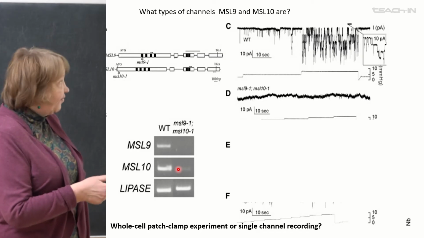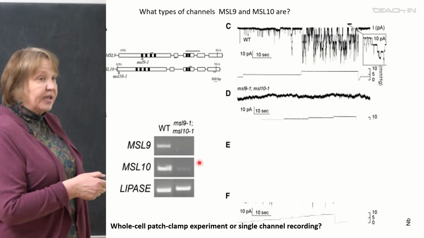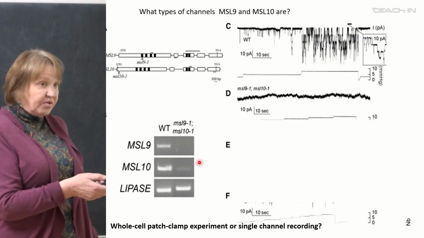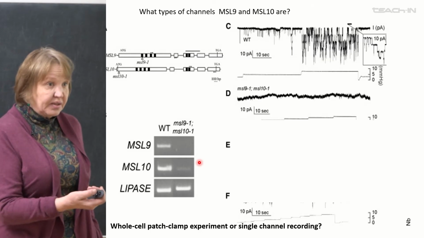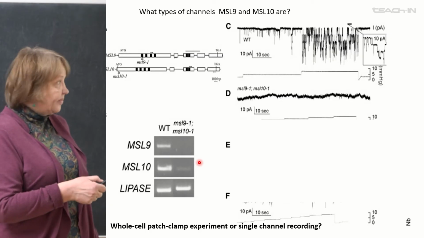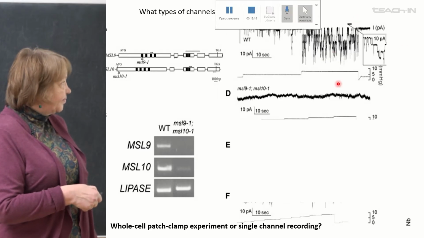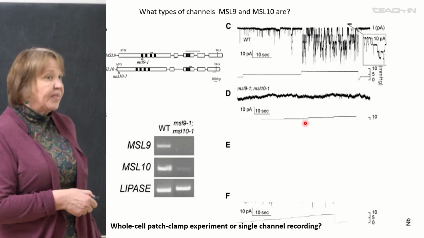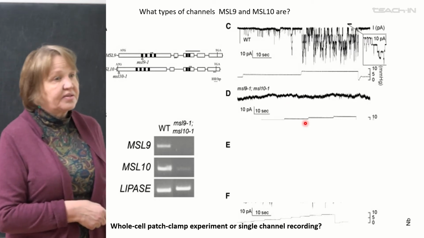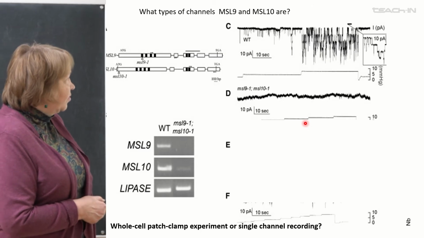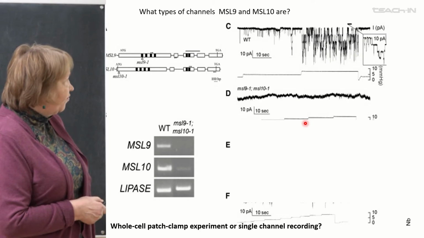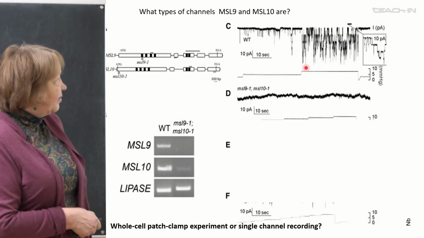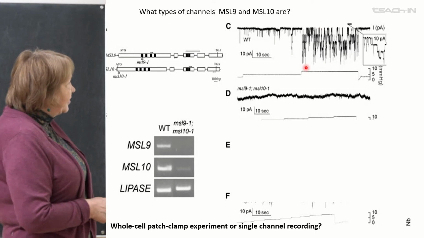So what do we have here, Alex? What do you think? So single channel or whole cell? I think here we have a patch, not a whole cell. How many channels? I think there are 2 or 3. No, I guess there's 4. 4, or maybe 5. You see, sometimes it goes as far as here.